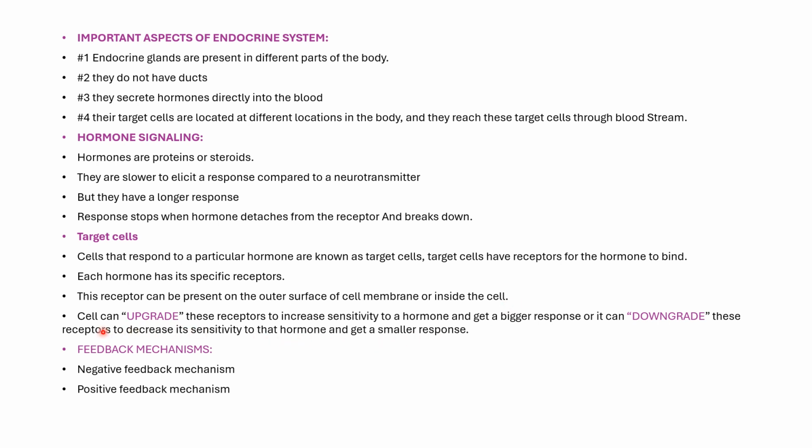And these receptors can be upgraded and they can also be downgraded. So when a cell wants to catch more of the hormone from the bloodstream, it can upgrade these receptors. Similarly, when the cell does not require too much of the hormone to come inside, these receptors can be downgraded. Then these hormones have feedback mechanisms. We will learn about these mechanisms in another slide.